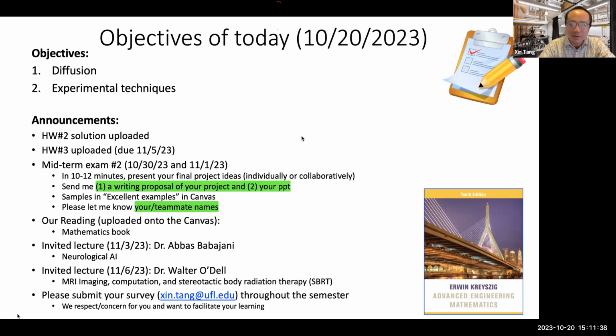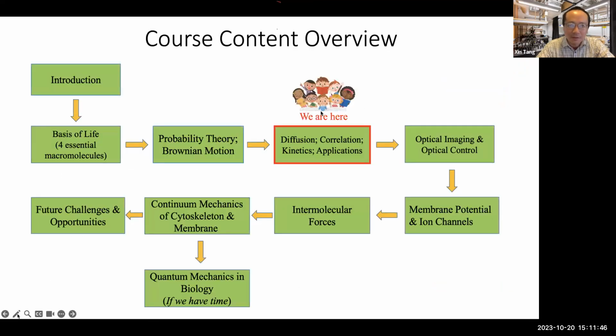If there are no more questions, then let's continue our class and focus on our science here. Good. So right now we are in diffusion. We have finished the probability theory and Brownian motion. We have studied diffusion. We talked about correlation. So now we will continue to talk about its applications and more technologies used to measure diffusion.